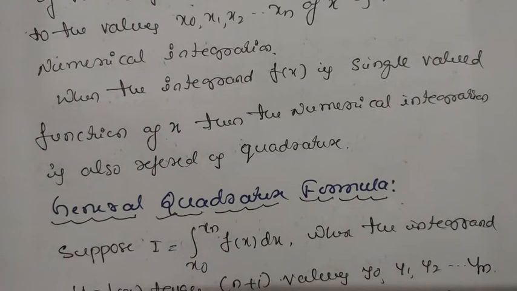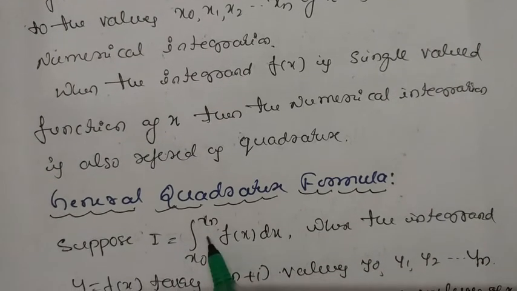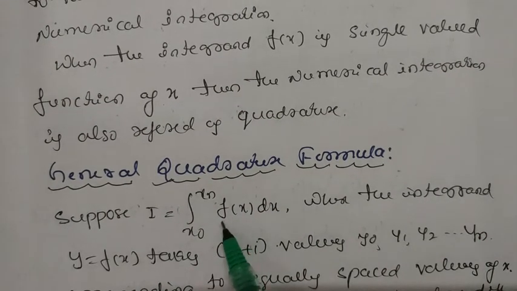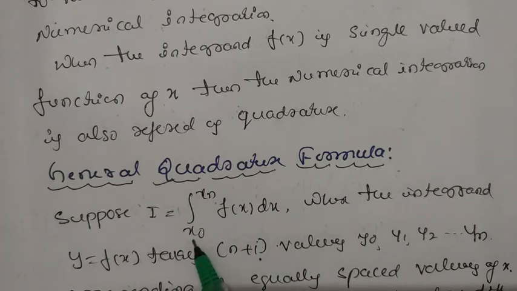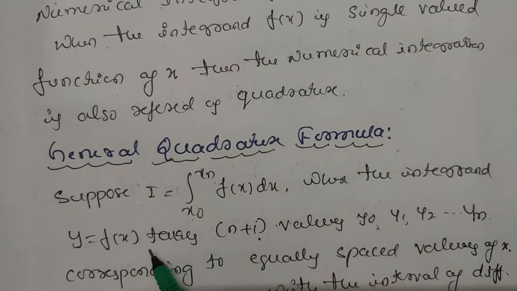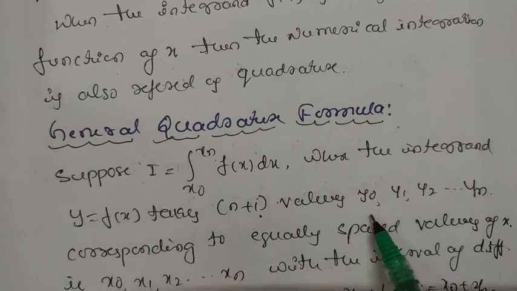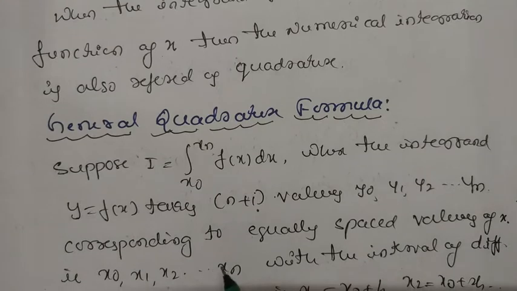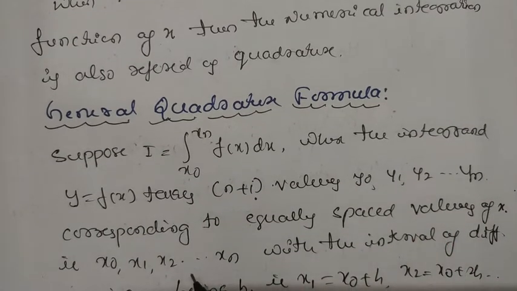Suppose I equals the integral from x0 to xn of f of x dx, where the integrand y equals f of x takes n plus 1 values, because it starts from x0 and goes up to xn, that is 0 to n, so we have n plus 1 values. When you put x equals x0 in f of x, you get f of x0, which is y0. Like this you get n plus 1 values, y0, y1, y2, etc. up to yn, corresponding to equally spaced values of x.